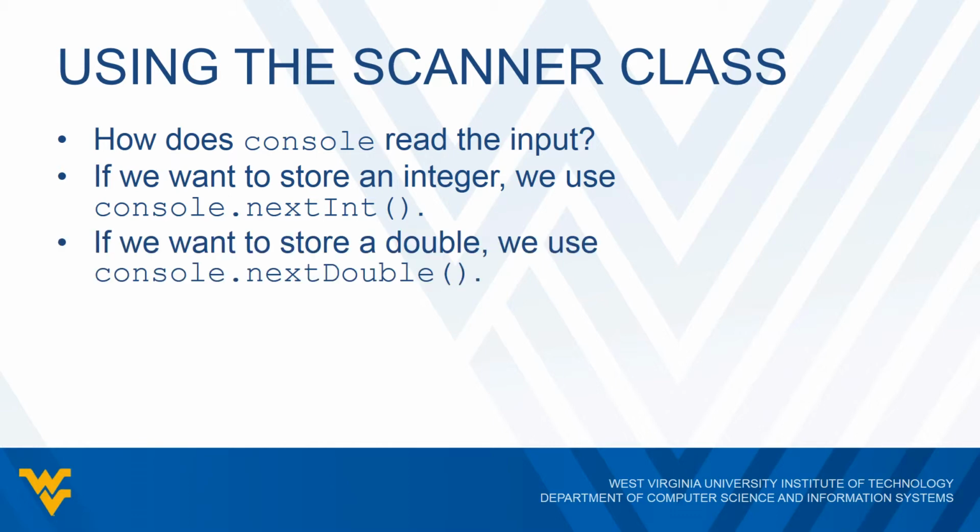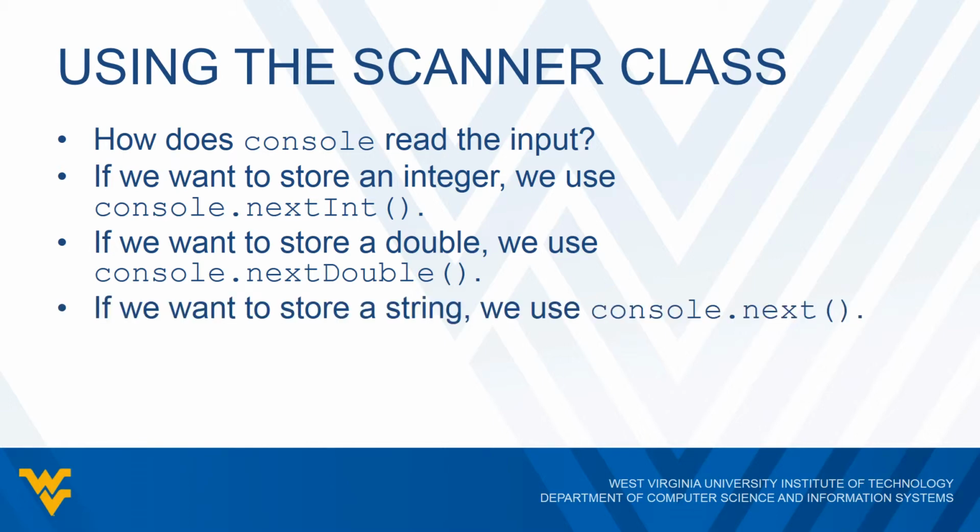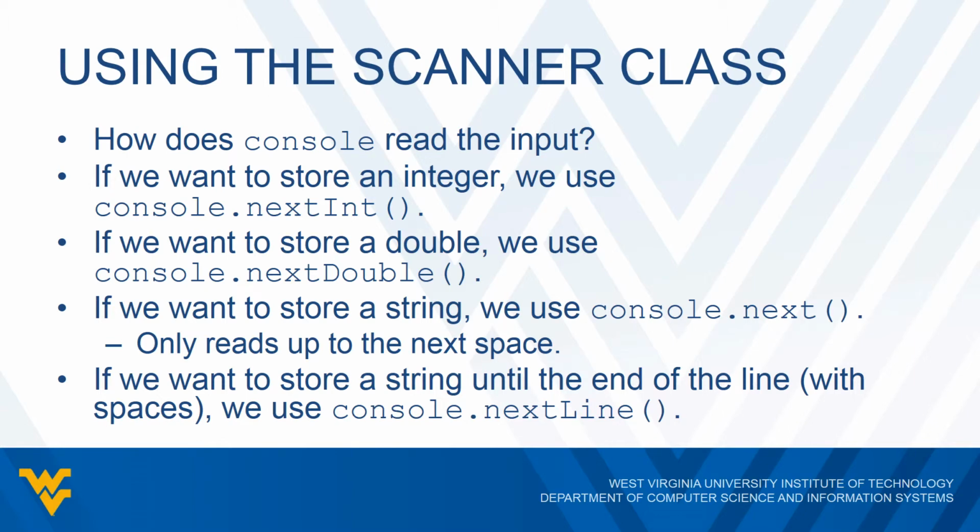If we want to store a double, we can use console.nextDouble, where the D is capitalized. If we want to store a string, we can use console.next. Now I should warn you with this particular method that it's only going to read up to the next space. So this string is only going to consist of a single word, but we can still read strings this way. If we want to store a string until the end of the line, or in other words, if we want a string that has multiple spaces in there, we can use console.nextLine, where the L is capitalized.